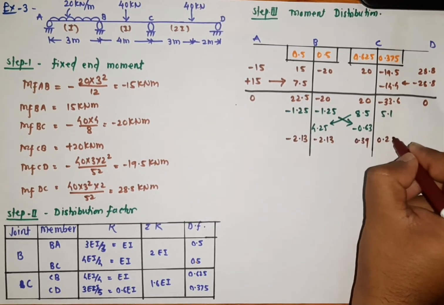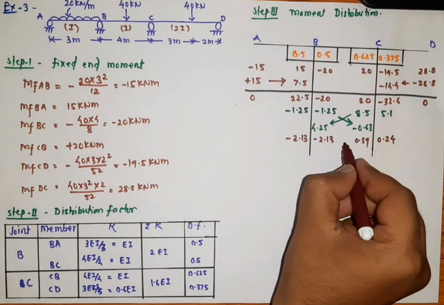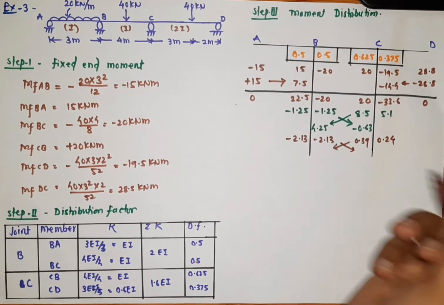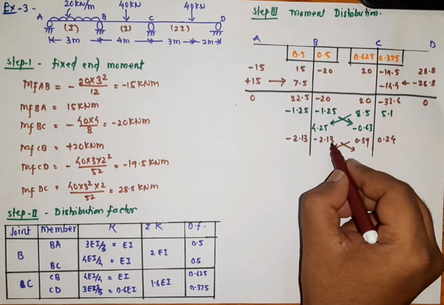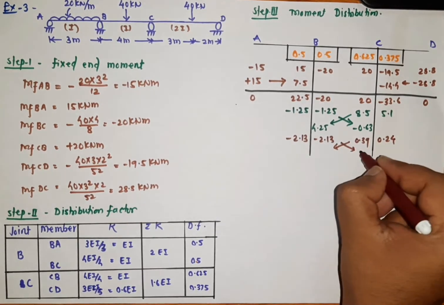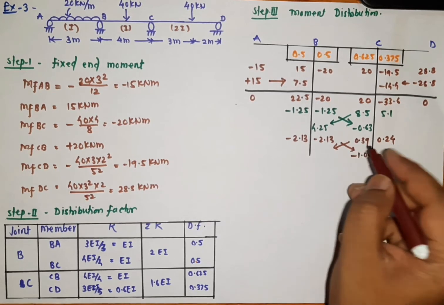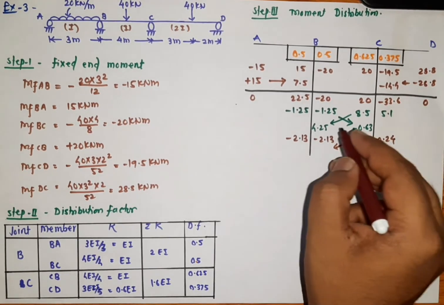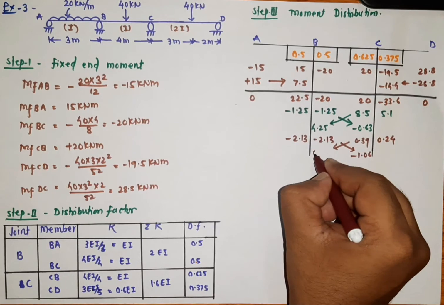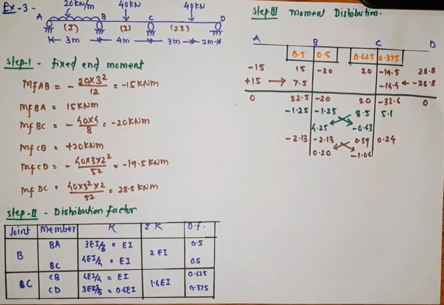0.39 and 0.24. Next is what? We have to transfer a half. Half transfer from this side to this side. So 2.13 divided by 2, it will be minus 1.06, and 0.39 divided by 2, it will be almost equal to 0.20. Now next, what to do?